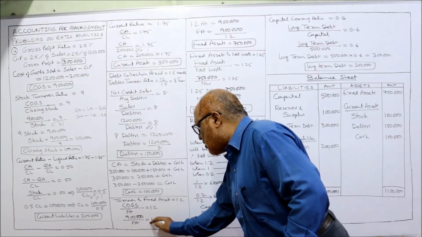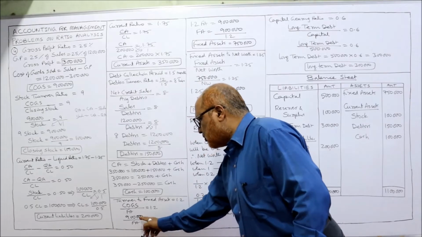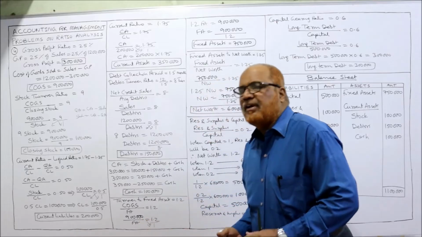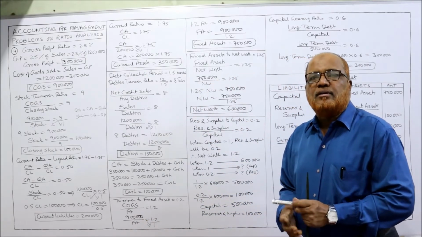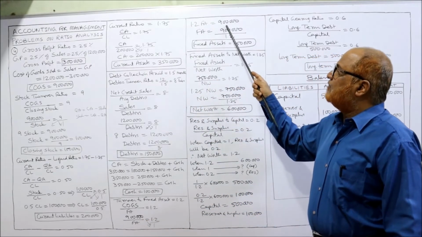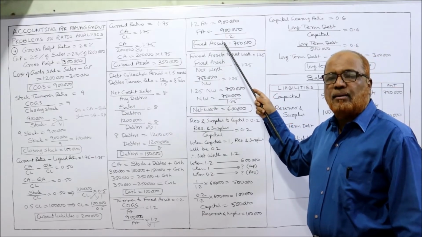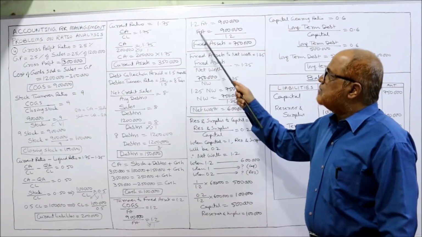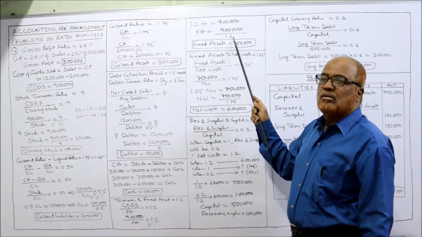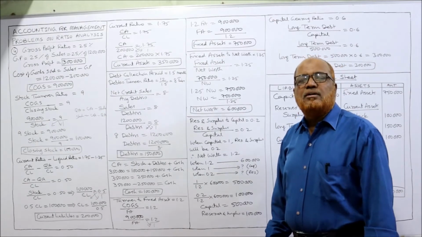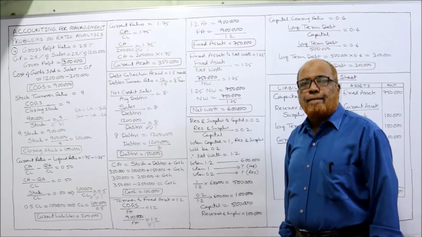Again I am making a cross multiplication. So 9 lakh into 1 is 9 lakh, and 1.2 into FA is 1.2 FA. So here 1.2 FA is equal to 9 lakh. FA is equal to 9 lakh divided by 1.2. Because there is a multiplication sign, it will become division. So 9 lakh divided by 1.2 is 7,50,000. We got fixed assets also.